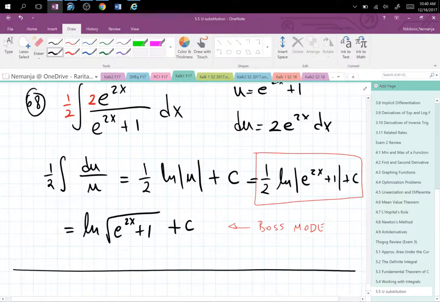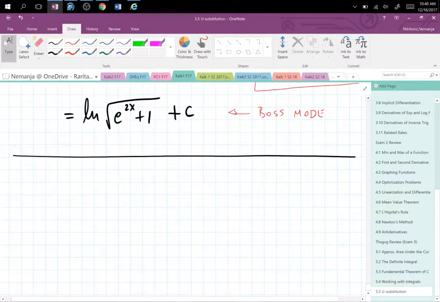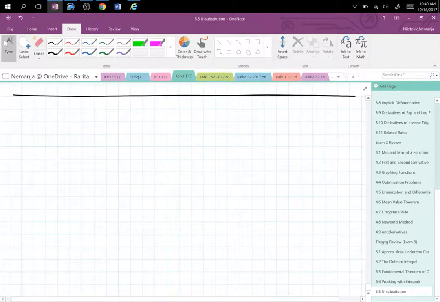Fair? Nice. The next example, maybe something again with limits.